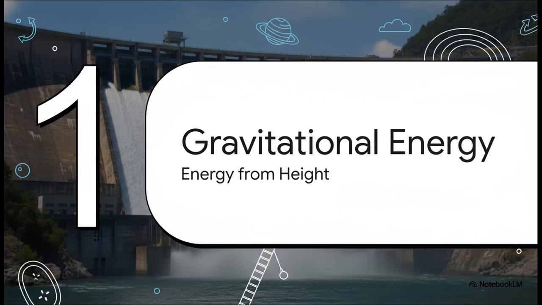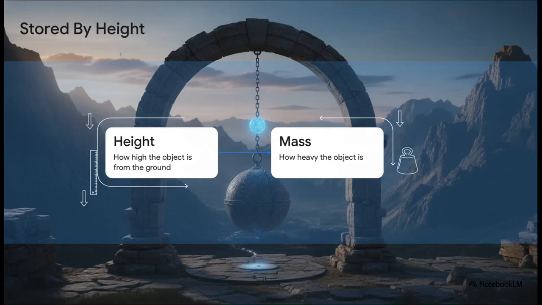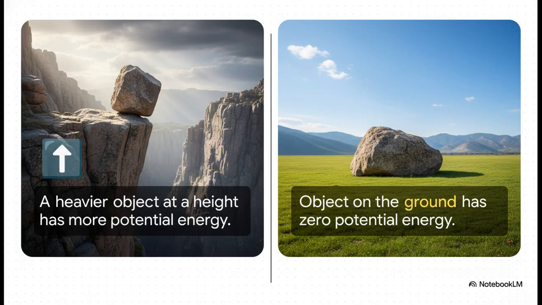All right, let's jump into our first category, gravitational potential energy, which is stored energy that comes purely from height. Now, this specific type of energy relies on two very important things. Step one is height, literally how high the object is from the ground. And step two is mass, how heavy that object is. Because gravity is constantly pulling down on us, the entire concept of gravitational potential energy hinges completely on these two factors. To put that into perspective, a heavier object positioned way up high has a ton of potential energy.